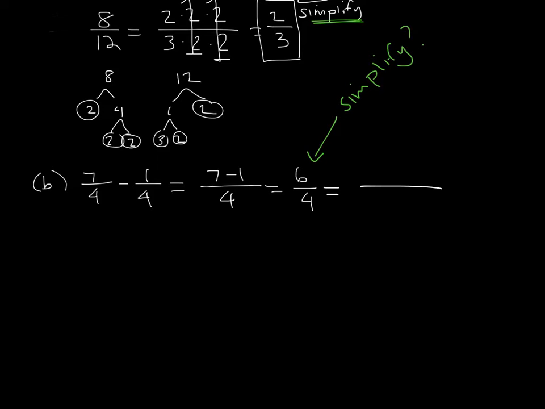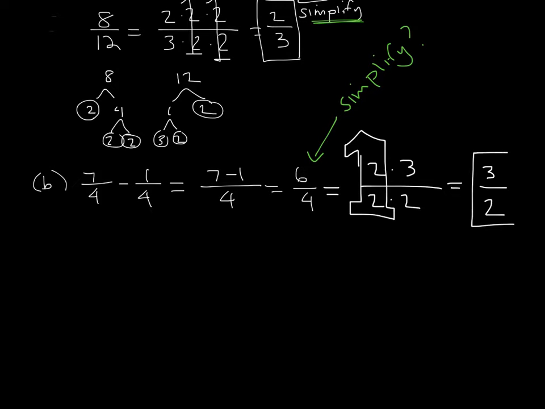And again, using prime factorization, 4 is 2 times 2, 6 is 2 times 3. Now again, you don't have to write the factor tree, the prime factorization, if you already know the factors. This is just to help you. I mean, obviously the larger numbers you're going to be using the factor tree. And again, here is our big 1. So that's just 3/2, and that's our final answer.